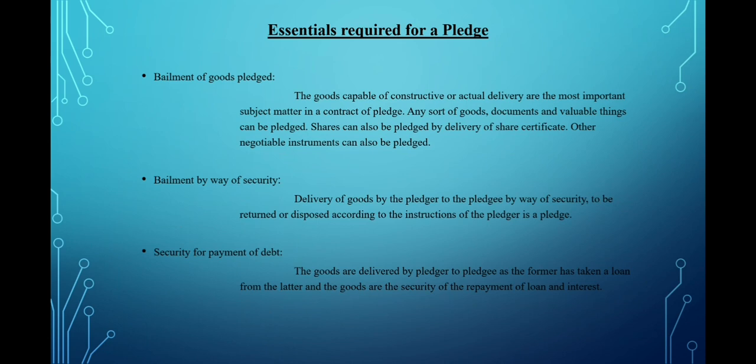The goods capable of a constructive or actual delivery are the most important subject matter in a contract of a pledge. Any sort of goods, documents, and valuable things can be pledged. Shares can also be pledged by delivery of a share certificate. Other negotiable instruments can also be pledged.